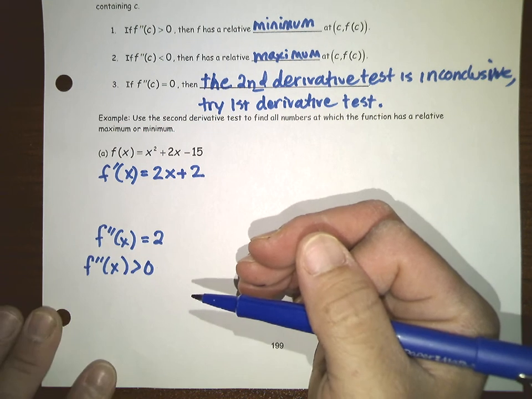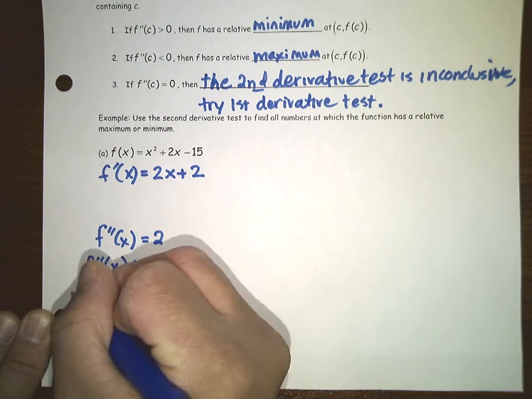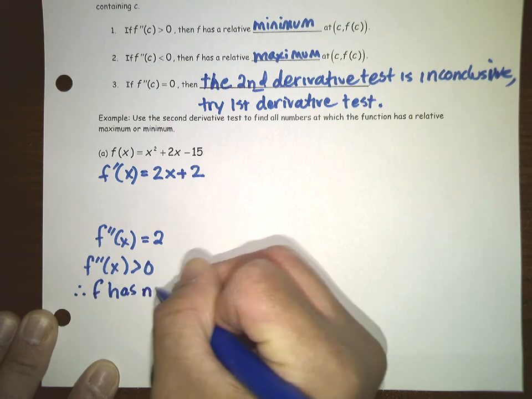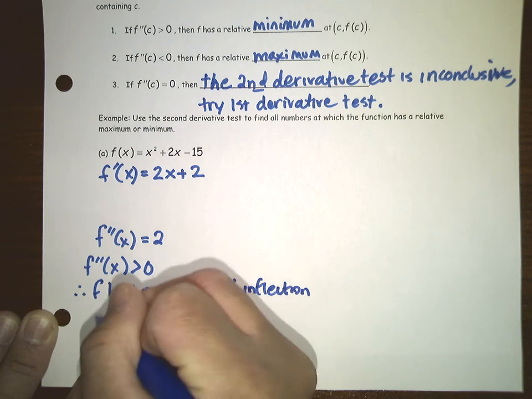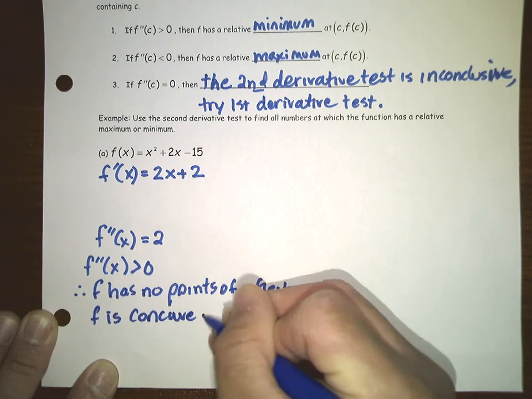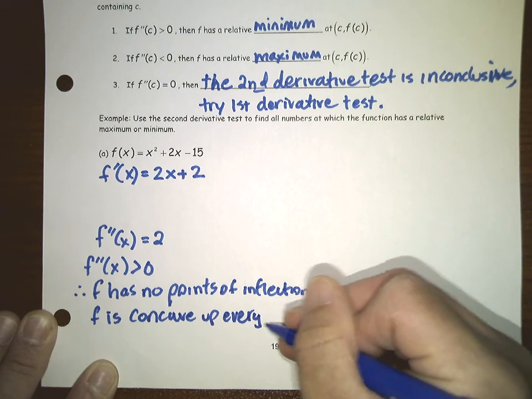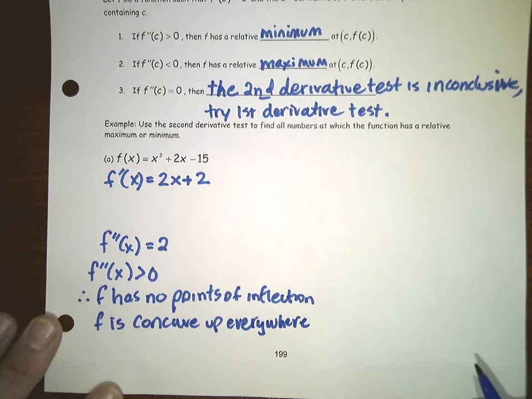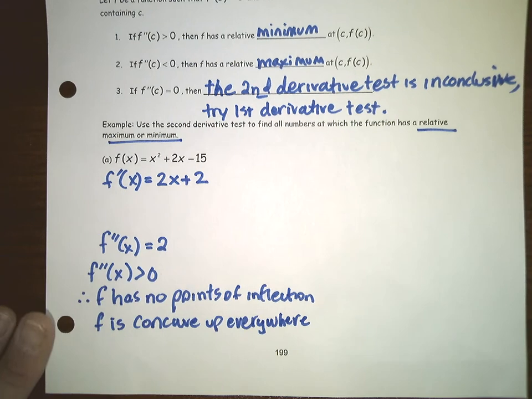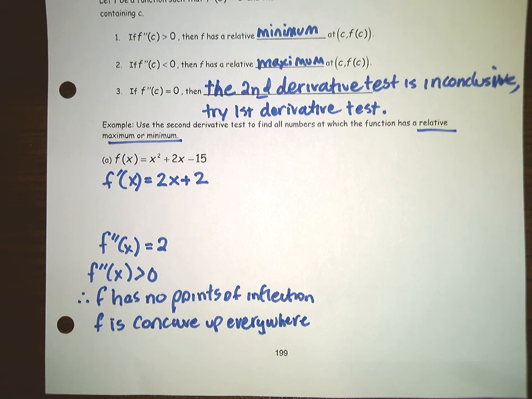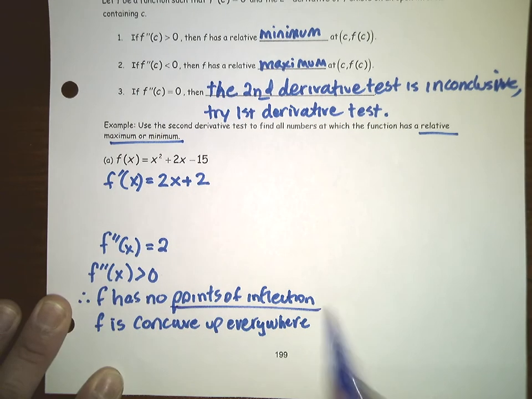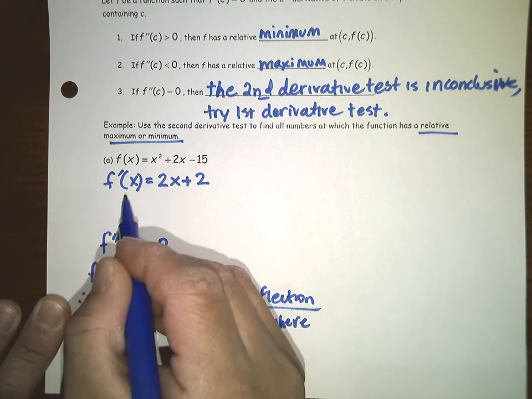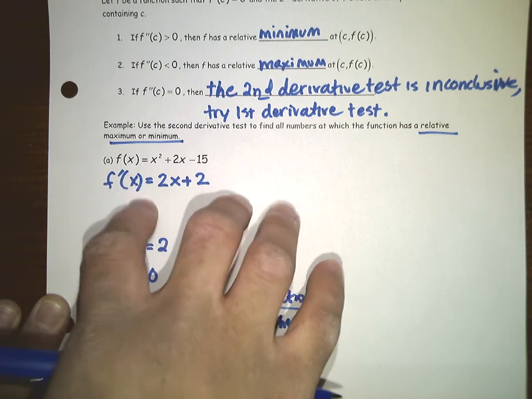Now all of this tells us right now is that therefore f has no points of inflection because f is concave up everywhere. But remember, we're trying to figure out not the points of inflection. We're trying to figure out whether f has a relative maximum or minimum. So where do I find the points for the possible relative extremum? That's actually from the first derivative. So you use the second derivative to find the possible points of inflection, but you find the first derivative to figure out the possible relative maximum or minimum.